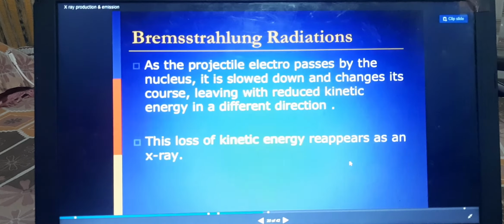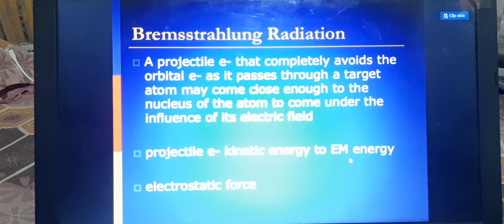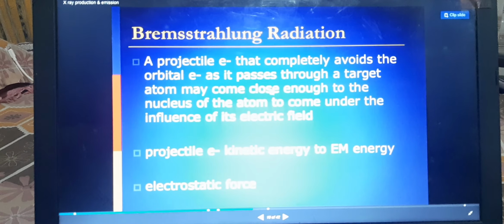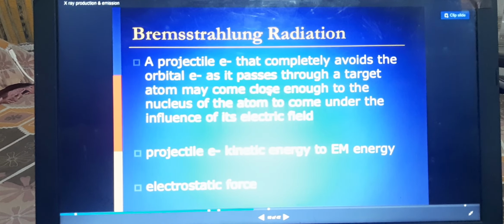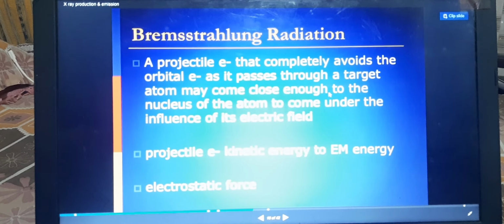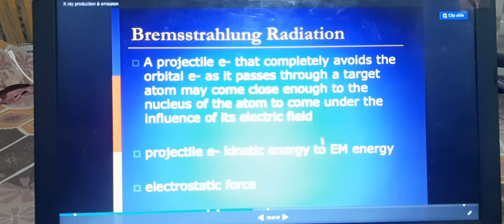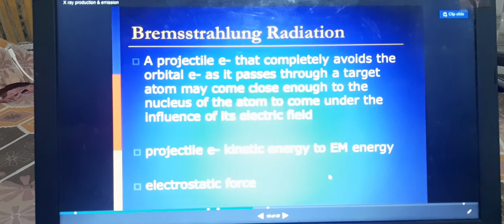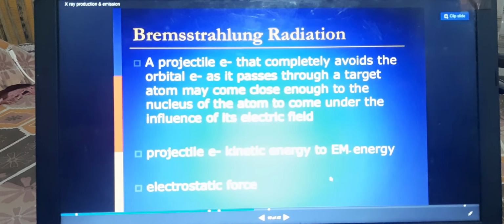Let's look at the theory part. A projectile electron that completely avoids the orbital electrons in its pass through a target atom may come close enough to the nucleus of the atom to come under the influence of its electric field. Projectile electron kinetic energy is converted to electromagnetic energy, through the electrostatic force.